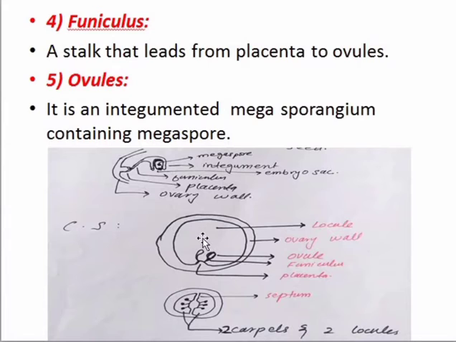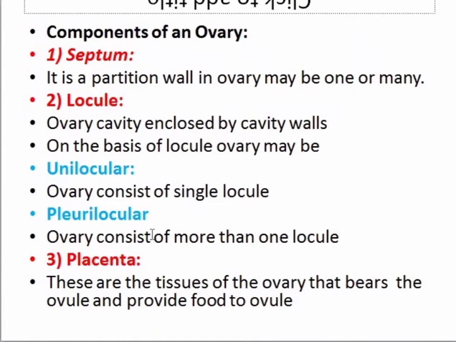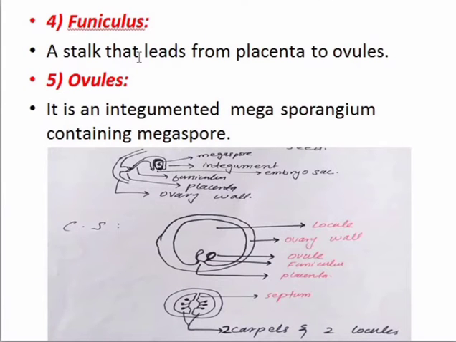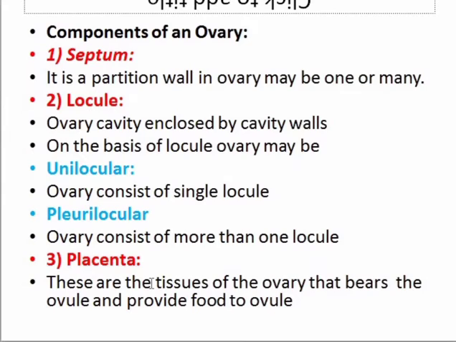Components of an ovary. If you look into the structure of an ovary, there are various components. We will discuss each of them. First one is the septum. It is a partition wall in the ovary that may be one or many in number. Look at this. This is the septum that divides the ovary into two or more chambers. Septum is an ovarian partition wall that divides the ovary into many chambers.